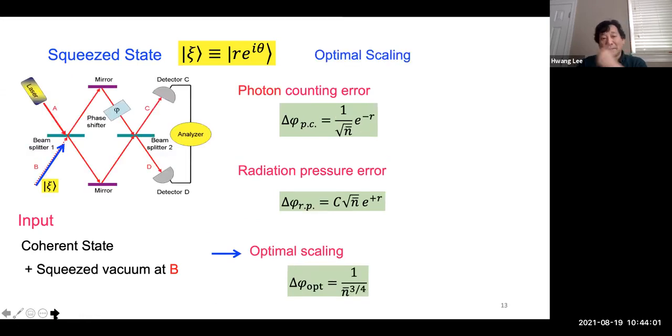Okay, and now the scaling. This is 1/√n bar, and there is the enhancement factor, so to say, e to the minus r. But the other side is e to the plus r. So this scaling with the number of input photons is restricted by this radiation pressure error. All together, it is better than 1/√n, but it ends up with 1/n bar to the power of 3/4, the power of the average number of photons. So that's the optimal scaling with the squeezed state.